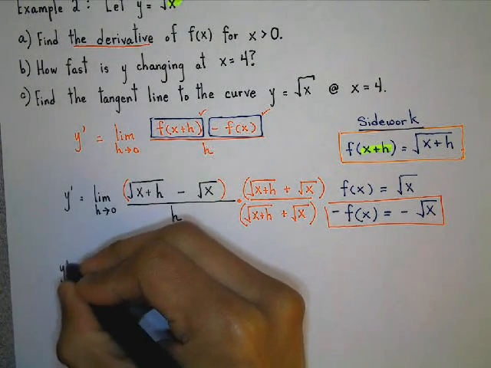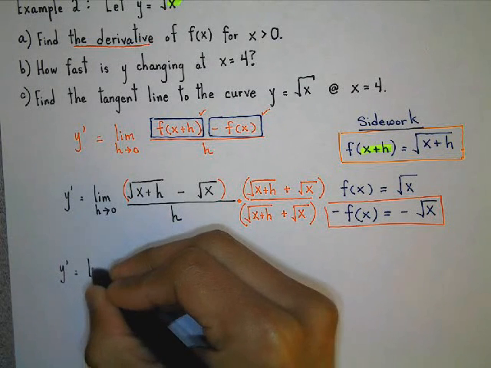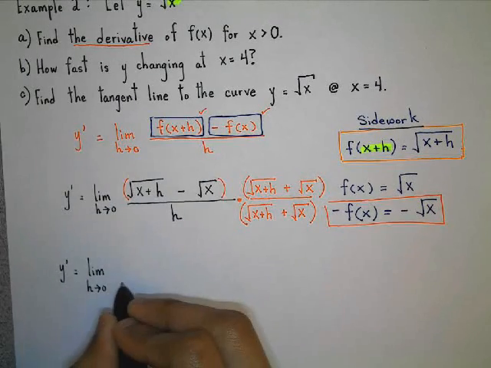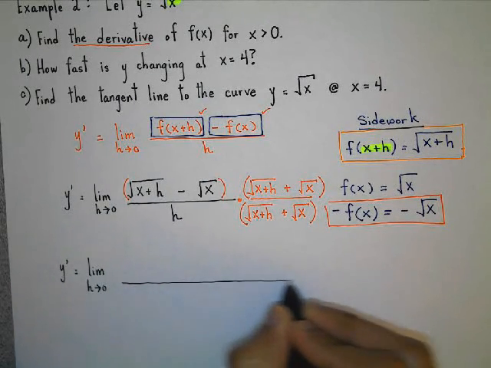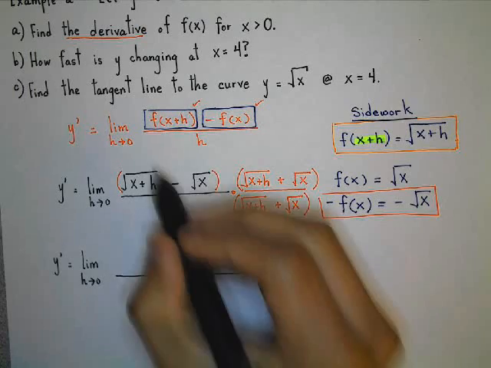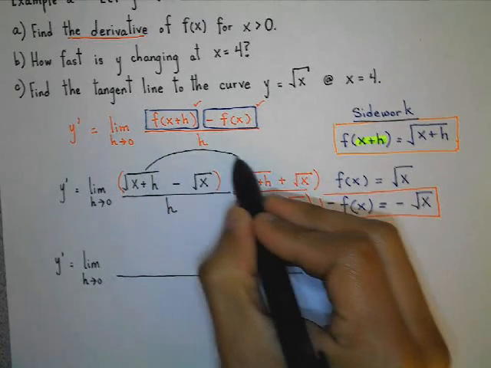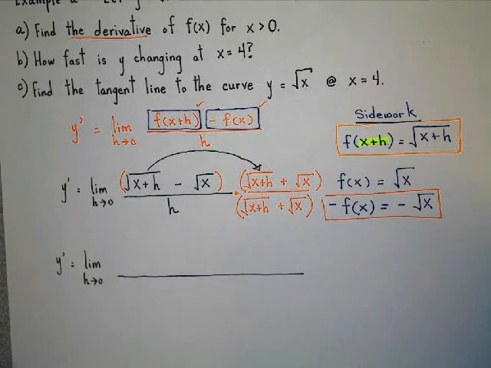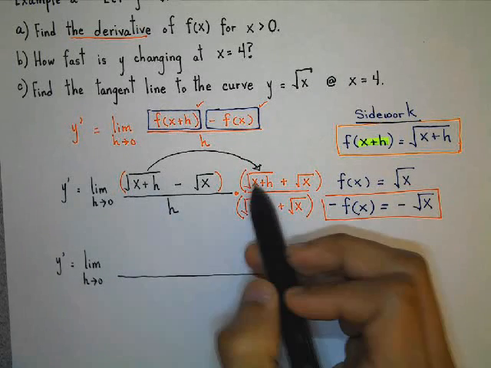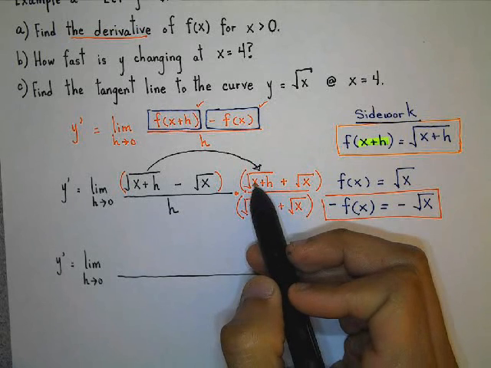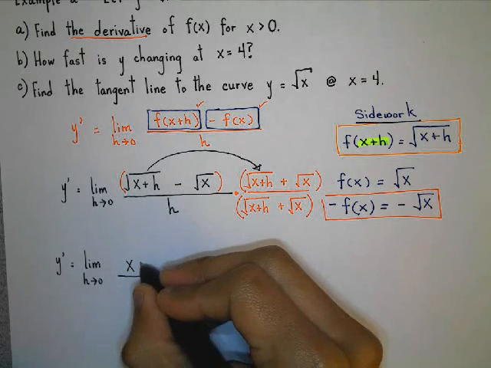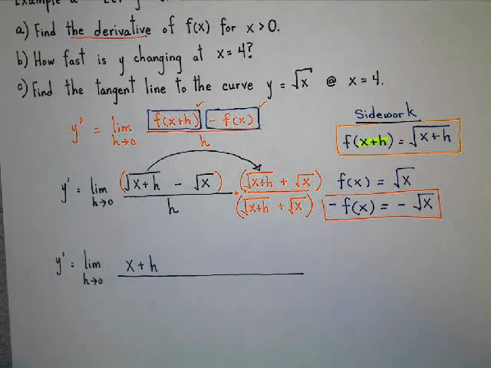So again, I'm going to drop down the y prime. We're going to have the limit as h approaches 0. And let's see what we get when we multiply all of this out. So here we're going to have the square root of x plus h times the square root of x plus h. Now, a square root times a square root means we have a square root squared, because we have two of them. And that's going to cancel out, leaving us just with whatever's inside that square root, which is x plus h.